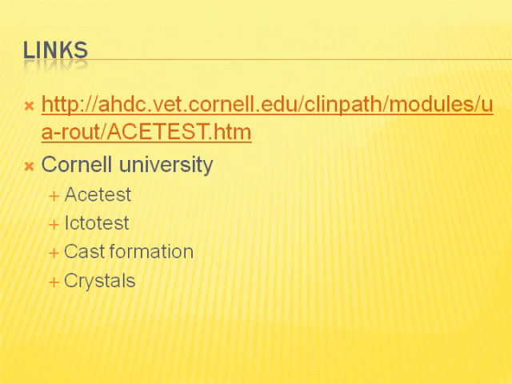I have some links here that I thought were actually very useful, and I'm not going to go there during this session because it'll probably do something crazy and I'll lose you all, but definitely as you're studying for your boards and certainly your exam, take a look at this. They're all from Cornell University, and they show you reactions of the Acetest, the Ictotest, and then they also show a nice overview of how casts are formed and crystals, and they have some really nice images. And we're going to be talking about casts, crystals, and other formed elements in the next review session, urinalysis number 3, coming up.